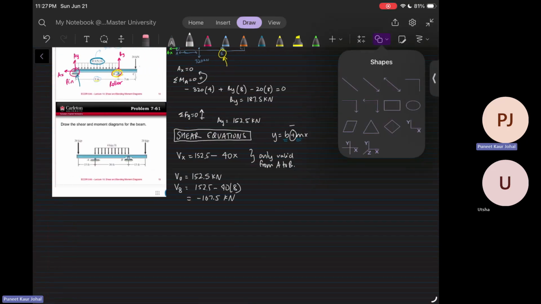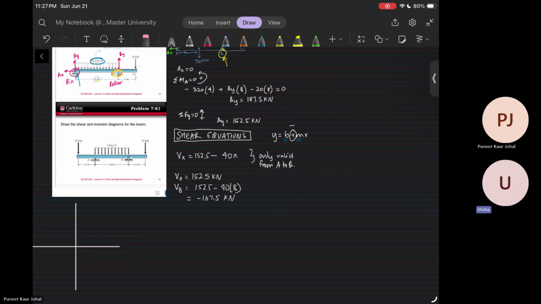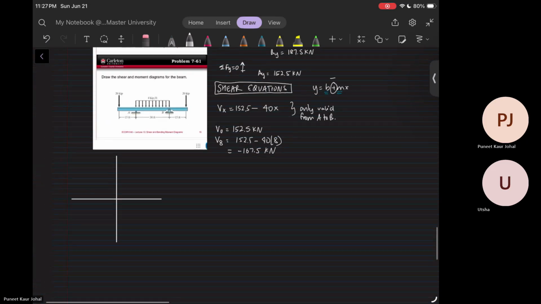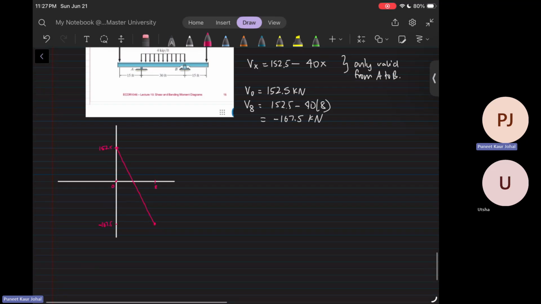If I am to draw the graph right here, at 0 we had 152.5. And then going from 0 to 8, we went all the way here to negative 166.5. So that is kind of what happened between 0 and 8, right? Now, what happened at 8?